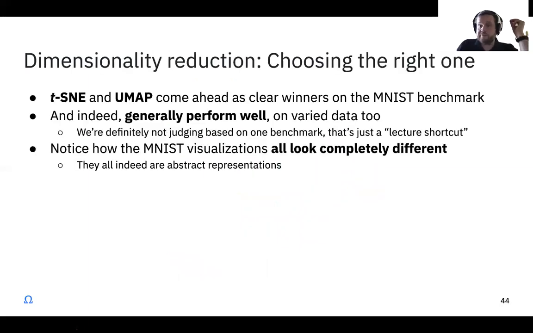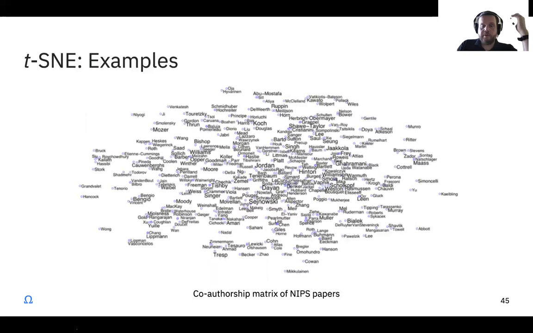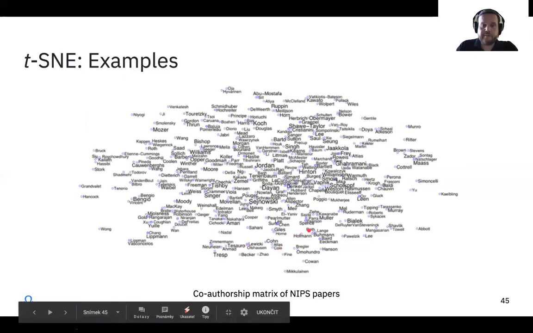So they are really abstract representations, and this nicely illustrates that point. Going further with more examples of TSNE. So this is the co-authorship matrix of NIPS papers, one of the most prestigious conferences in machine learning. We can see how similar different authors are from each other, and we see that the big names such as Geoff Hinton are indeed in the center.